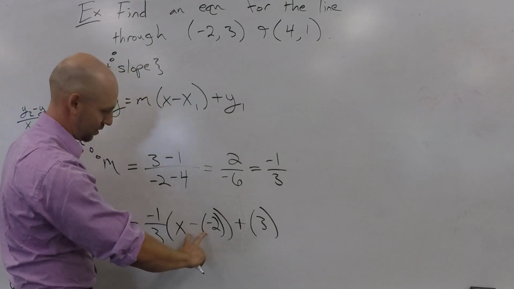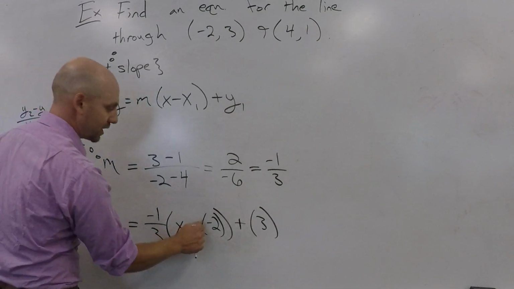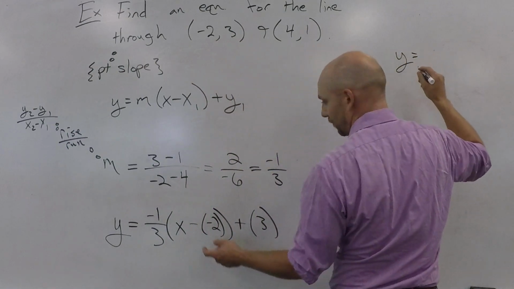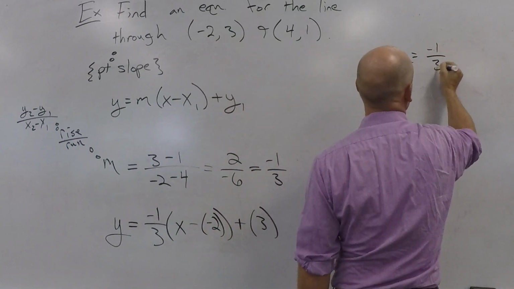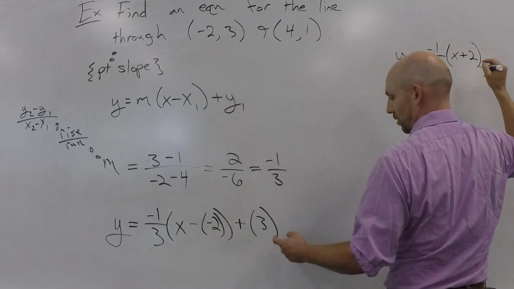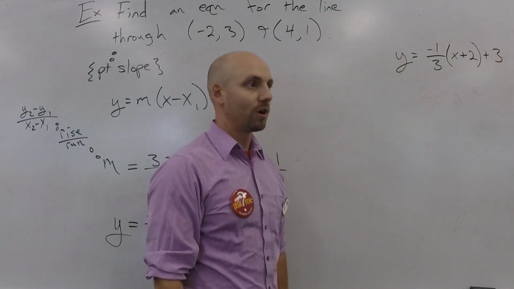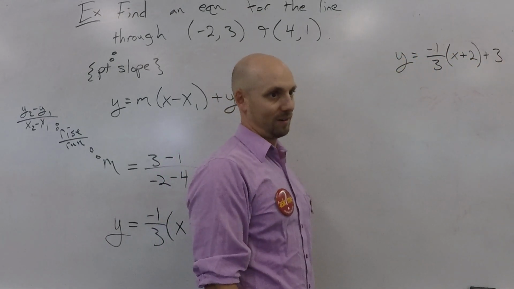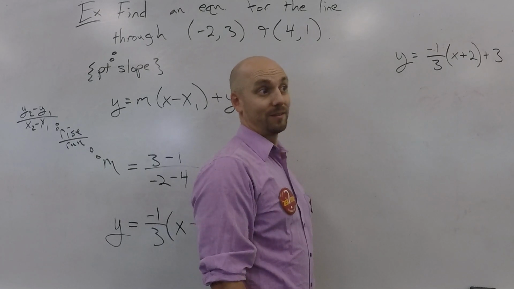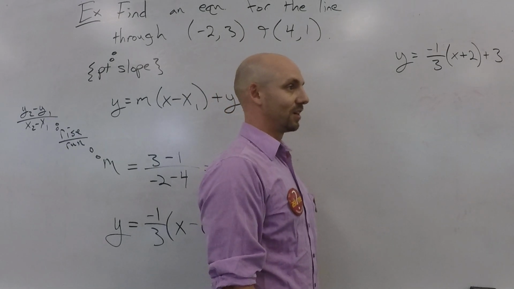How's that work? The minus -2? Plus 2. Yeah, really we could simplify that a little bit, right? So we could say, alright, fine, simplifying a little bit, I got minus 1/3 times x plus 2 plus 3. And then if you want to simplify some more, you could distribute and then maybe add some numbers together.